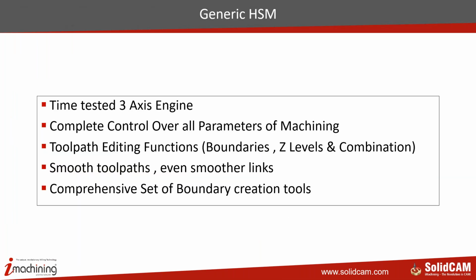Next, moving on, we have our generic HSM module, which is a time-tested 3-axis engine. It's been around for more than 20 years now. You have complete control over all the parameters. It has toolpath editing functions using boundaries, Z levels, and a combination of boundaries and Z levels. The toolpaths are absolutely smooth, and the links are even smoother. So there are absolutely no jerks when using the generic HSM toolpaths on the machine.